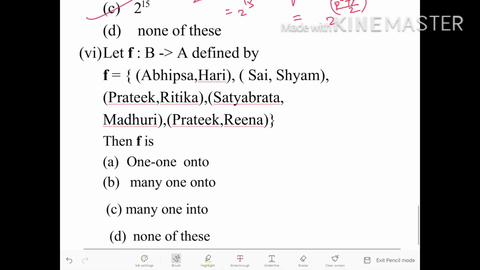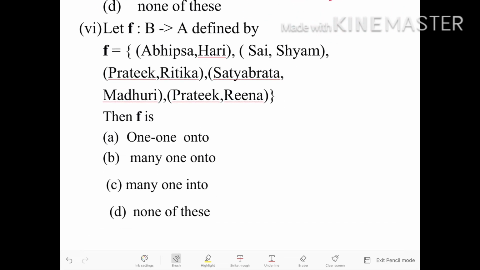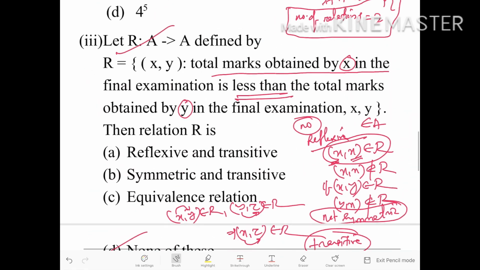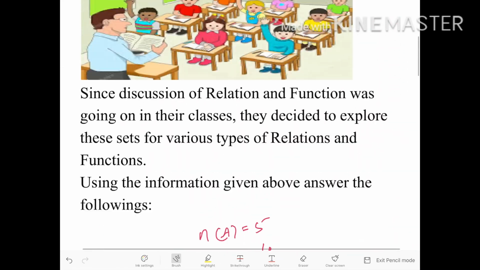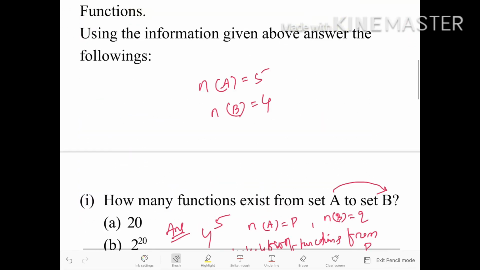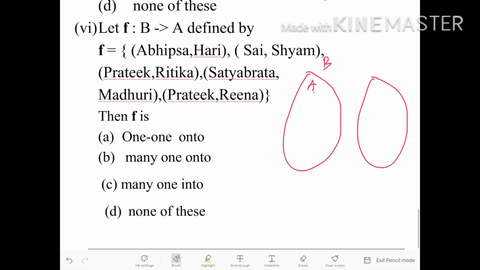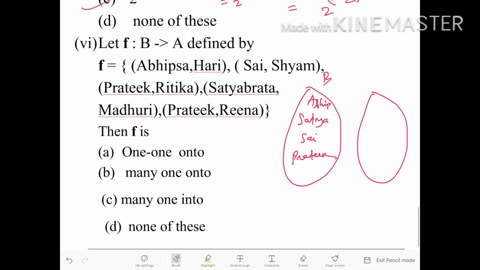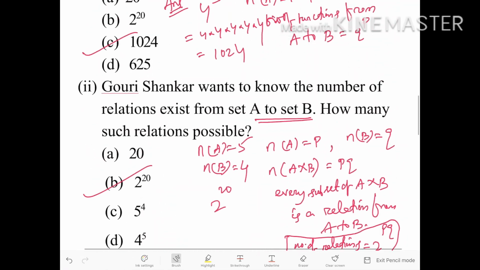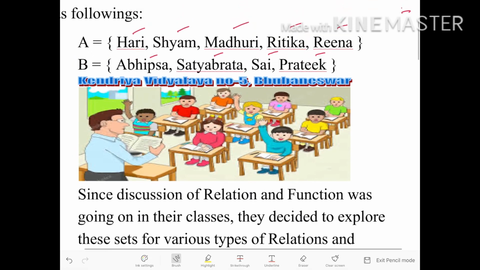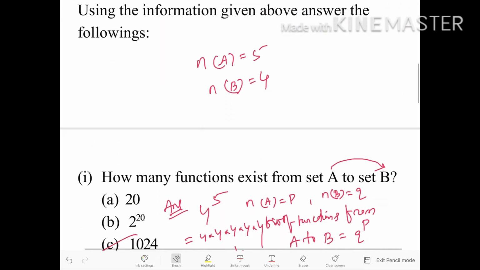Now comes to the next one. F is a function from B to A. B contains Abhipsa, Satyavrata, Sai and Pratik. A contains the students Hari, Syam, Madhuri, Ritika and Reena.